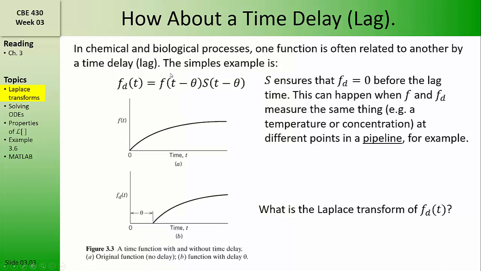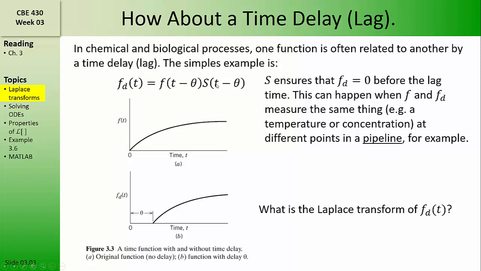Now when we take the Laplace transform of a time-delayed function, we're also going to multiply it by a unit step occurring at t equals theta. We do this, again, because the Laplace transform knows nothing about f of t before t equals 0. So it doesn't matter what is happening to f of t before t equals 0, we need to set that part of the function equal to 0.